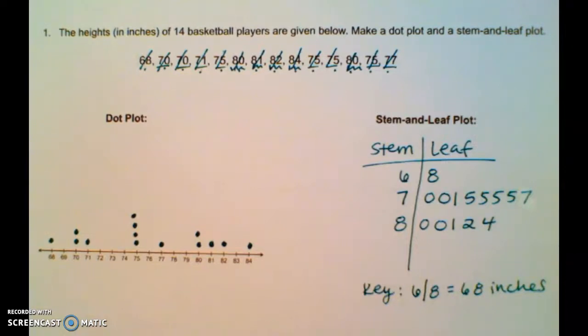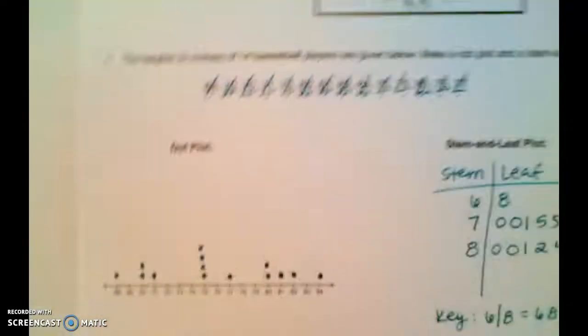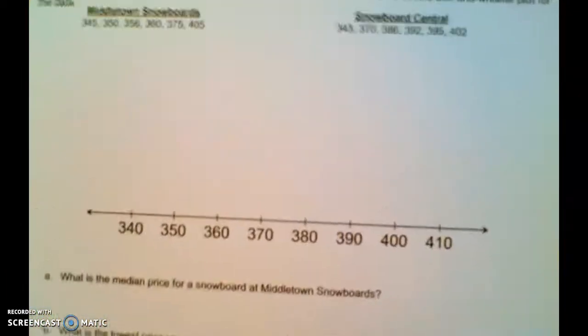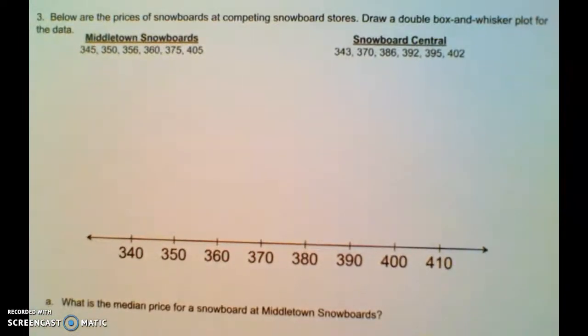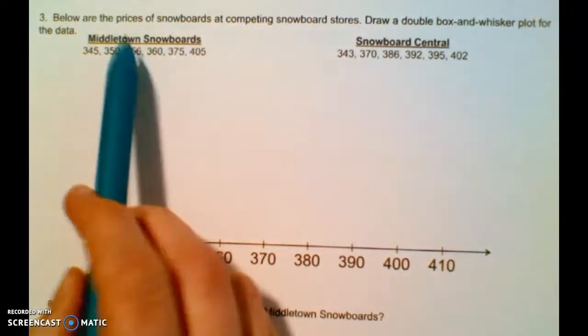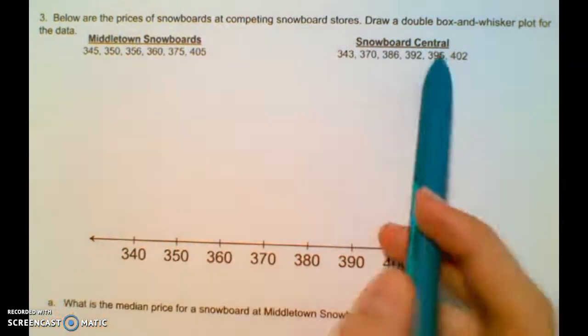If you printed the notes, we're actually going to skip that next histogram for now. If we have time, we'll come back and head to the back page. So on this, we're actually going to make a double box and whisker plot here. We want one for the Middletown boards and one for the Snowboard Central.